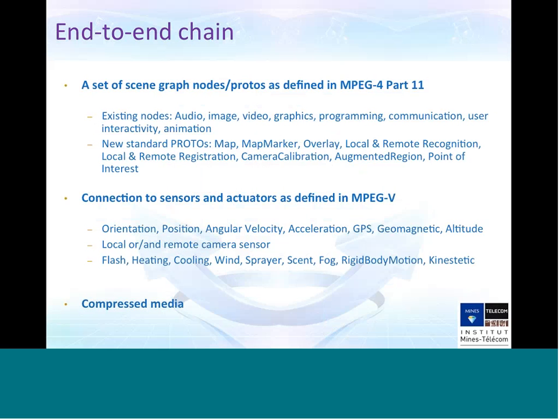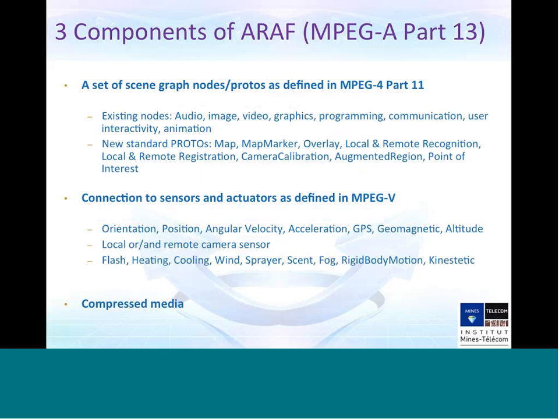There are 3 components of ARAF, or sometimes they can call it MPEG-A Part 13. There's a set of scene graph nodes, or protos, that are defined in Part 11. Some of these are familiar to us, audio, image, and others, but some of them are new. User interactivity, for example, and new protos such as camera collaboration, map marker, overlay, and other necessary components for an augmented reality experience.